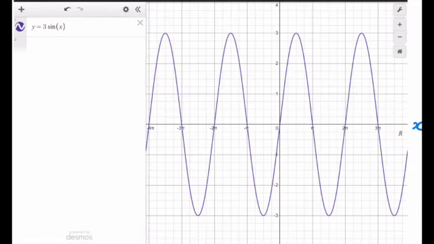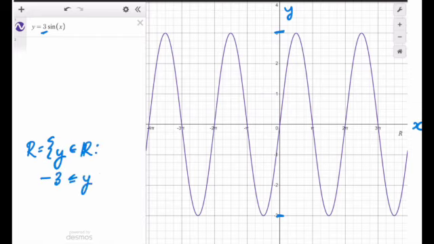The next graph is for the function y equals 3 sine x. So the factor of 3 out the front of the equation means that our y values extend from 3 down to -3. And as such, our range now is all the y values which are real such that they're between -3 and +3. As before, there's no change with the domain. The domain can be x such that x is any real number.